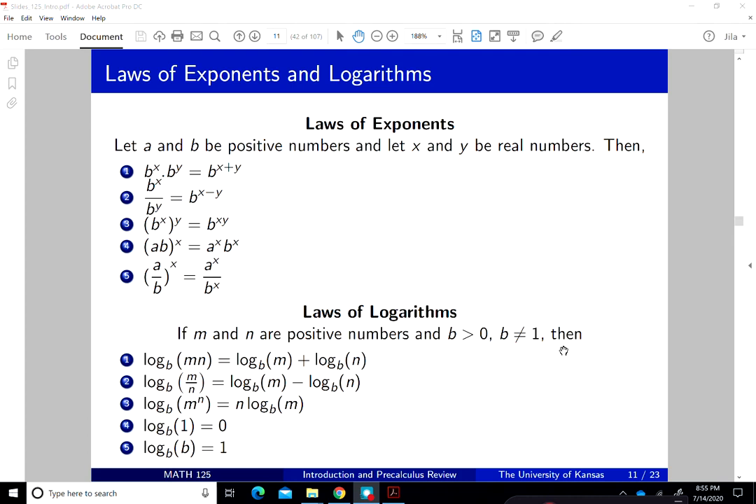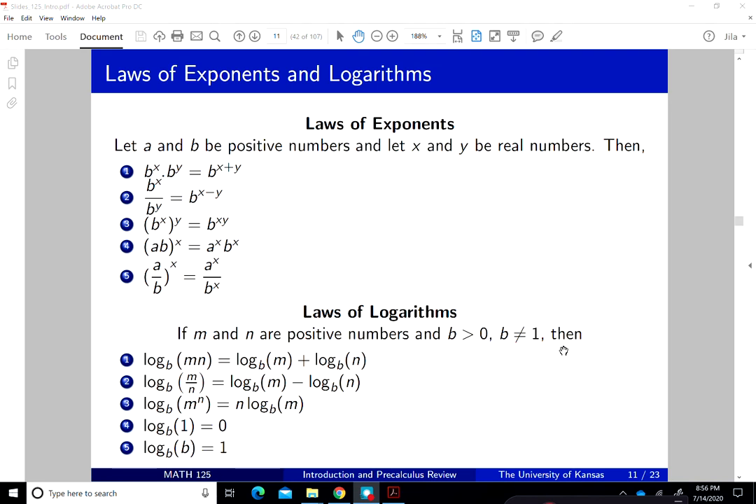Base b to power x times base b to power y is equal to base b to power x plus y. b to power x over b to power y is going to be b to power x minus y. b to power x to another power y is equal to b to power x times y.